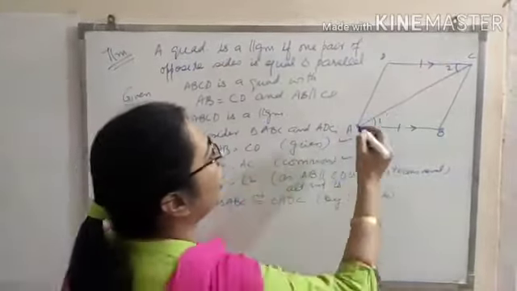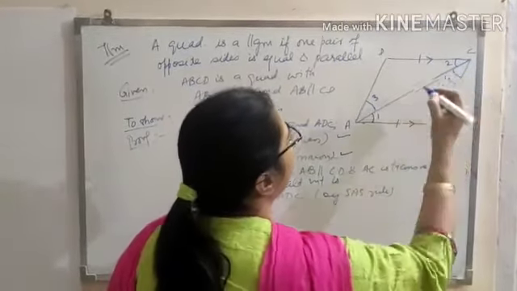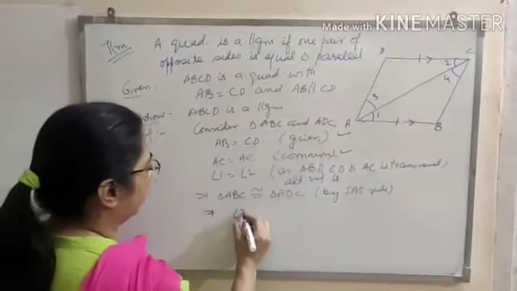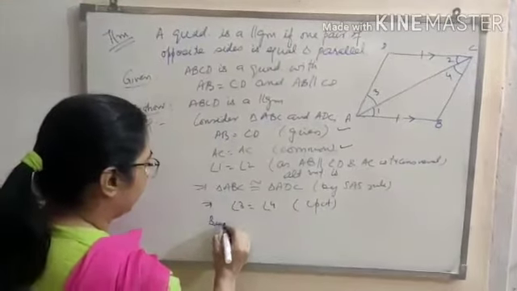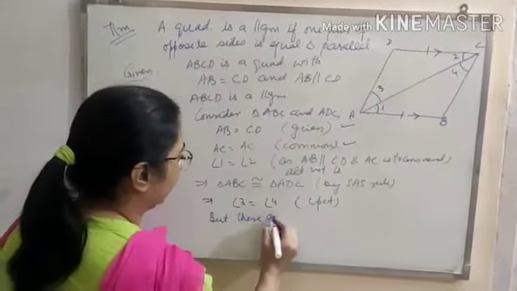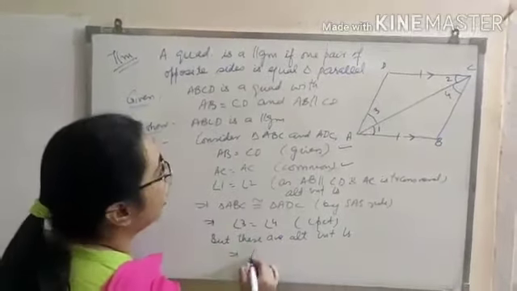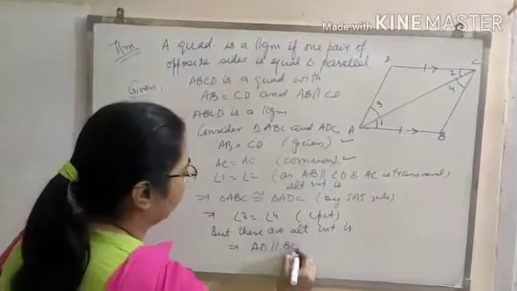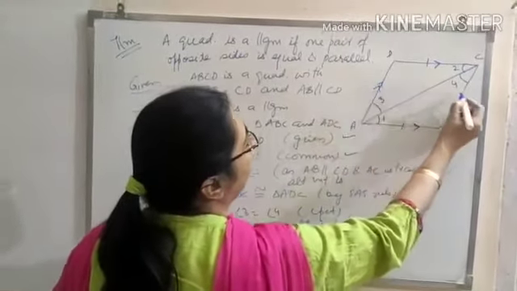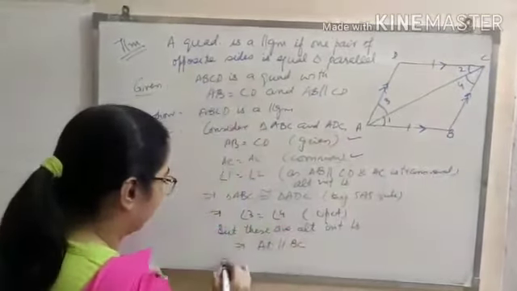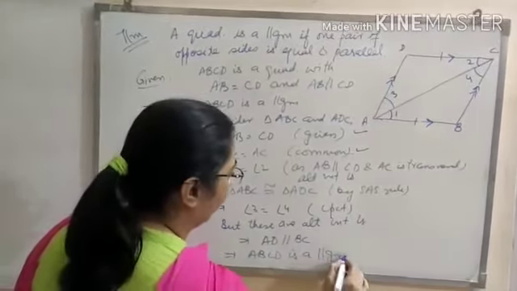When triangles are congruent, then by CPCT, corresponding parts of congruent triangles, will be equal. It means angle 3 is equal to angle 4, CPCT. But you can say again these are alternate interior angles. This means AD is parallel to BC. Earlier you were given AB parallel to CD, and now you have shown that AD is parallel to BC. What does it mean? Opposite sides are parallel. It means ABCD is a parallelogram.